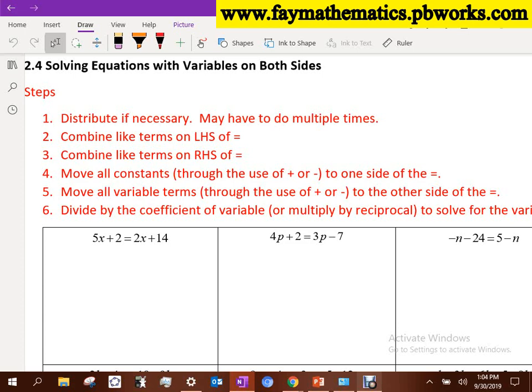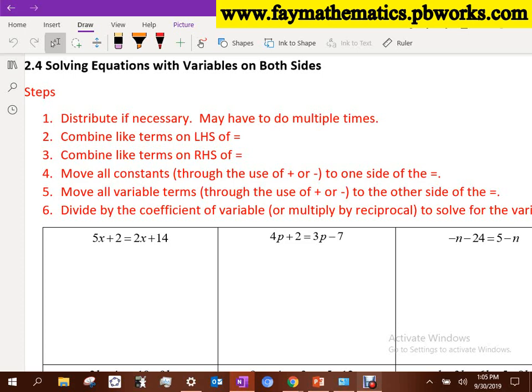Once you distribute, you are then going to look at one side of the equation. Let's look at the left-hand side. You're going to look through all the constants. Remember, those are the ones that do not have the variable. And you're going to either add or subtract. Combine like terms. Do the order of operations with addition and subtraction. Then you're going to find all the variable terms on that side, and you're going to add or merge those together. After step 2, you should have a constant and a variable term, one of each on the left-hand side.